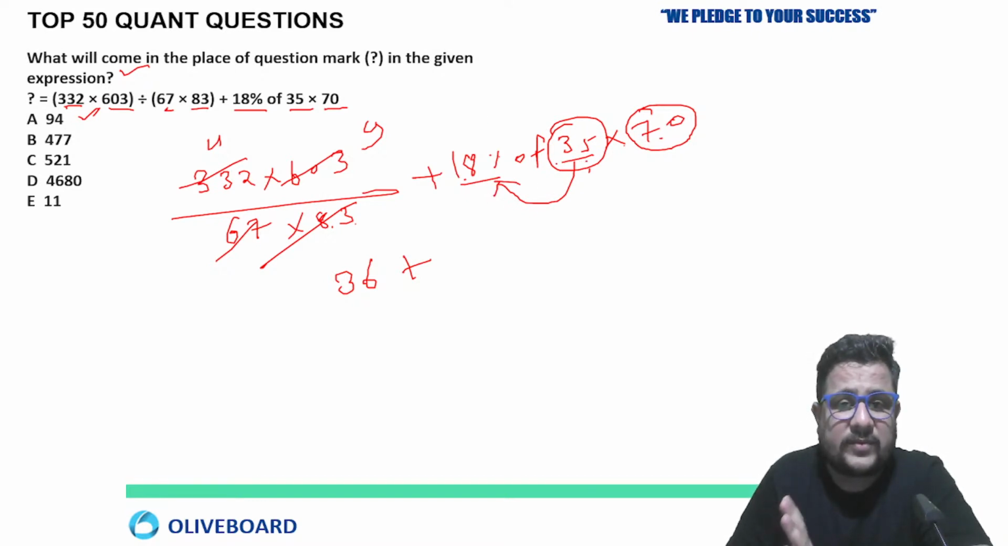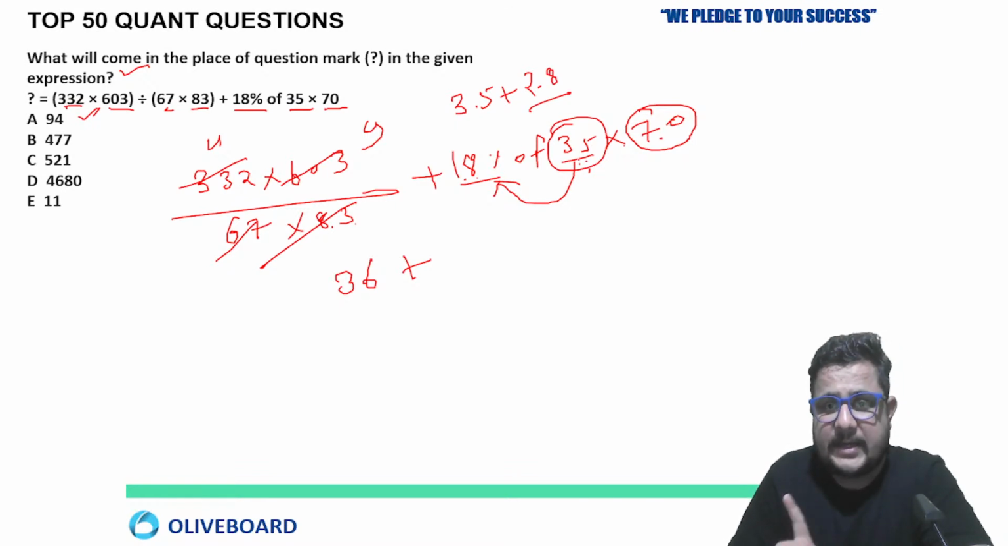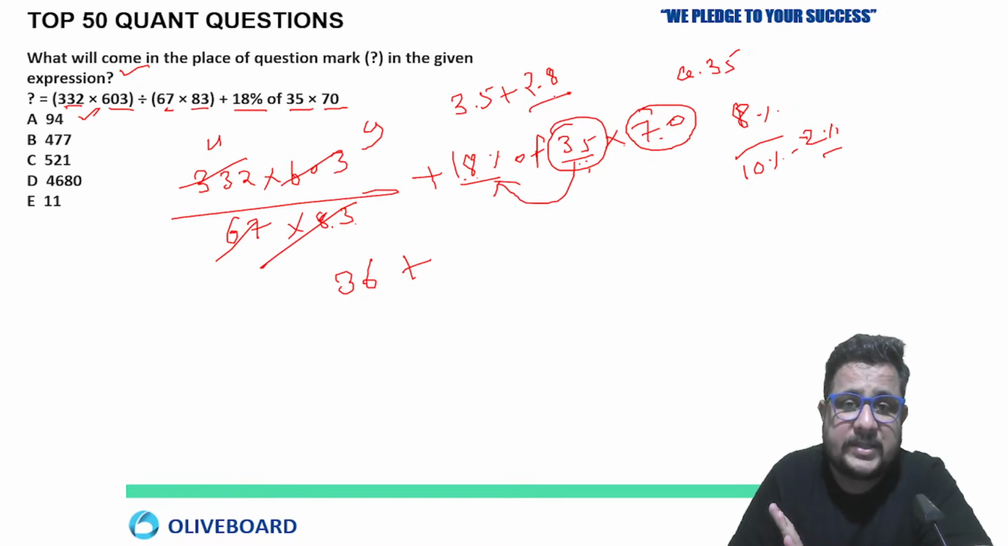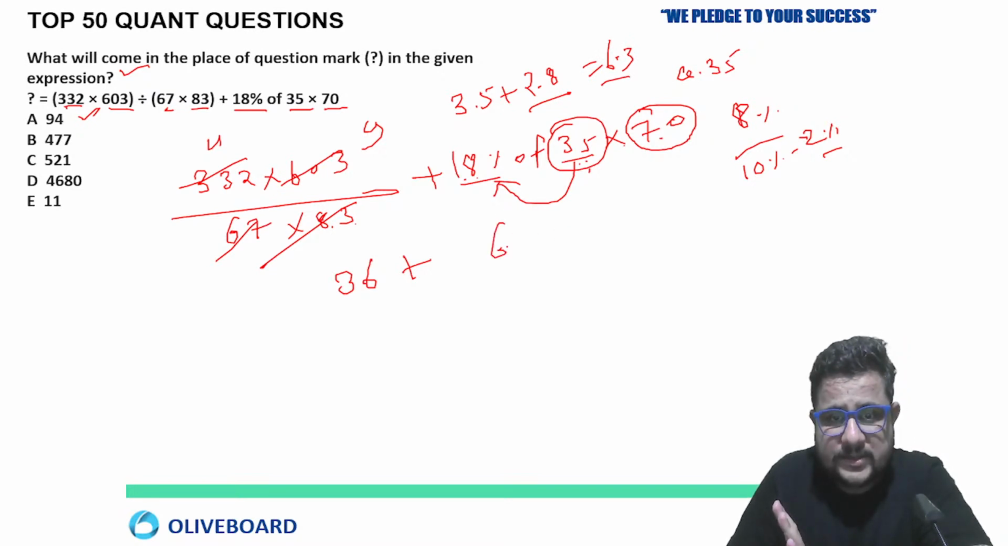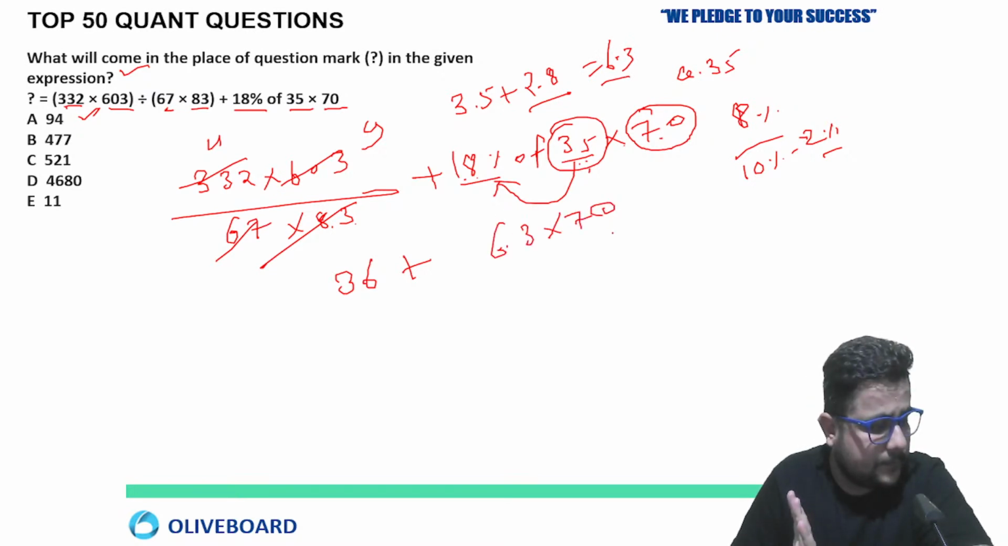10% of 35 is going to be 3.5, plus 8% of 35 is going to be 2.8. How? See, 10% is 3.5, so 1% is going to be 0.35. So 8% I can calculate by 0.35 multiplied by 8, or 10% minus 2%. 2% is going to be 0.7, so 3.5 minus 0.7 is 2.8. So actually 6.3 you will get. Okay, so 6.3 multiplied by 70 is here.